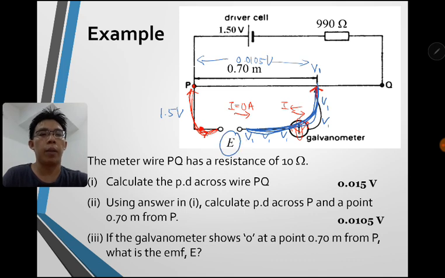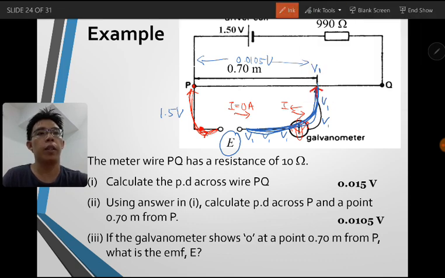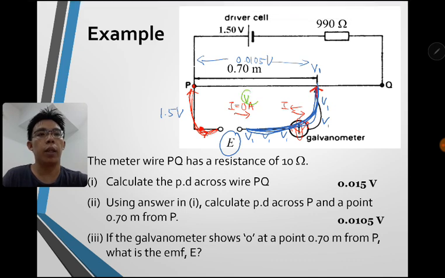Probably it's a bit hard to imagine. Now picture a different situation. Instead of this, we have a voltmeter that measures the PD across these two points. A voltmeter is a high resistance device, which means that current won't flow. When current doesn't flow and you place this voltmeter across, it measures the PD across the 0.105 volt.